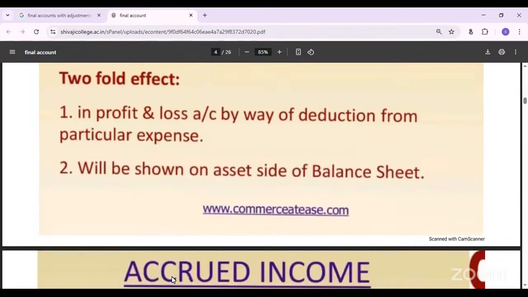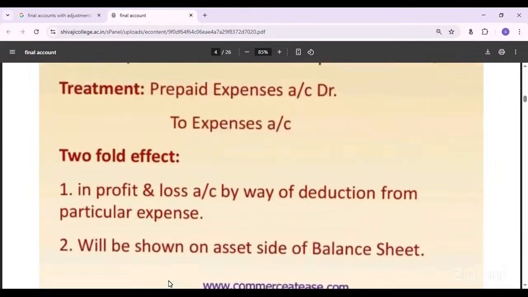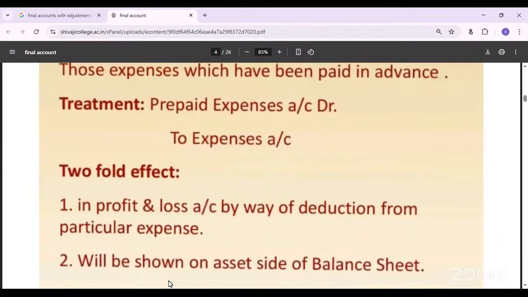Now, two effects. Two times అది ఎక్కడ ఎఫెక్ట్ అవుతుంది అని అంటే once it will affect in the P&L account by way of deducting from the particular expenses. Outstanding అయితే యాడ్ చేస్తాము, prepaid అయితే మనం డిడక్ట్ చేస్తాము. You have to remember this one point carefully. If it is outstanding, we will add to the particular expenditure. If it is prepaid, we will deduct it from the particular expenditure.